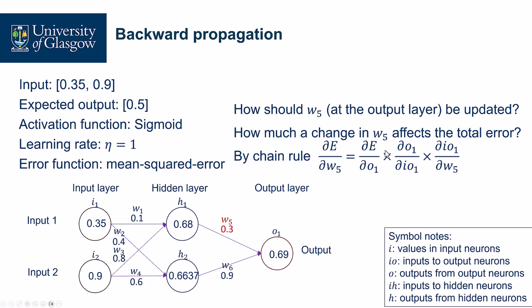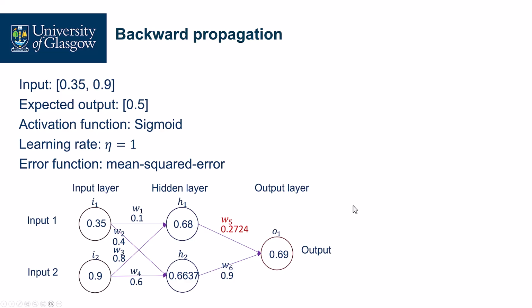And then the partial derivative of the output of this neuron with respect to the input of the output neuron. So input here. And then we will have the input of the output neuron with respect to W5. So these three items, we multiply them together, we can describe the change in W5, how it affects the total error, right?